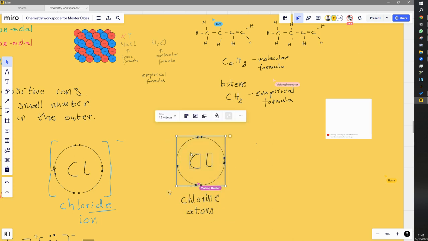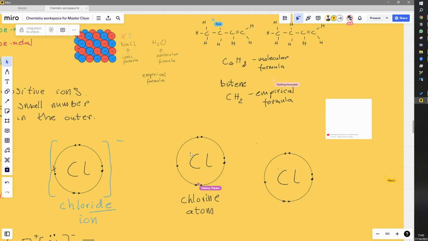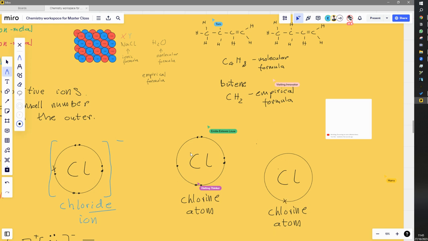If I get another chlorine atom, do I need to label that? Yeah, I will label that. Okay, but I'm going to demonstrate that the electrons are from different chlorine atoms. I'm going to do crosses again. I think maybe it makes more sense to leave the gap on the right hand side this time.